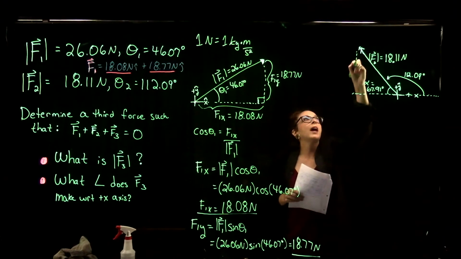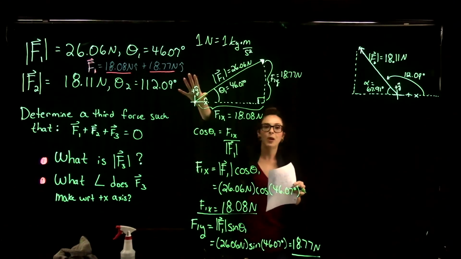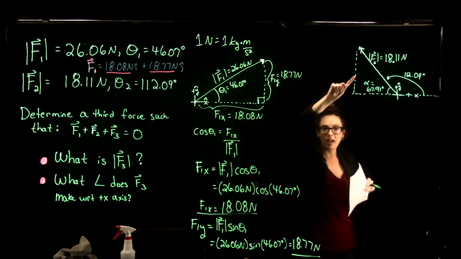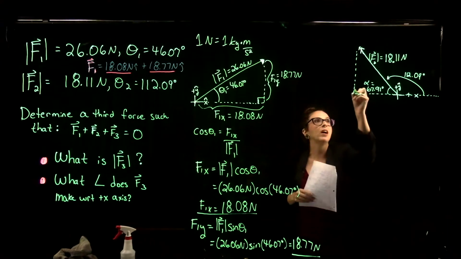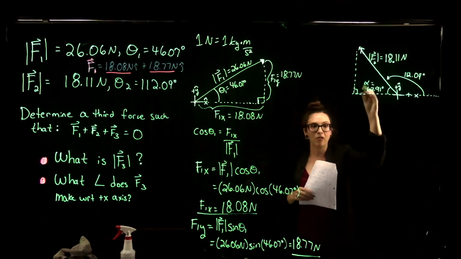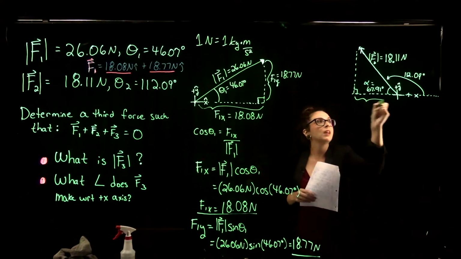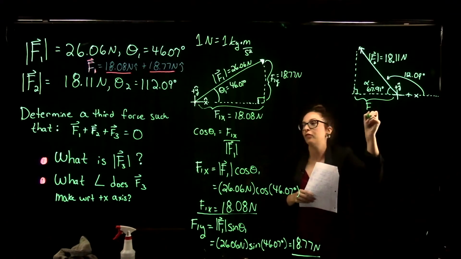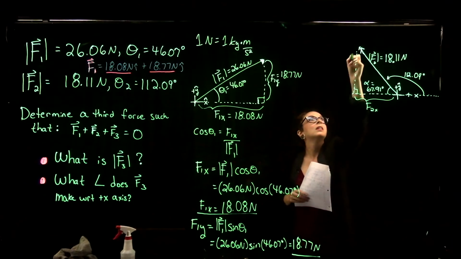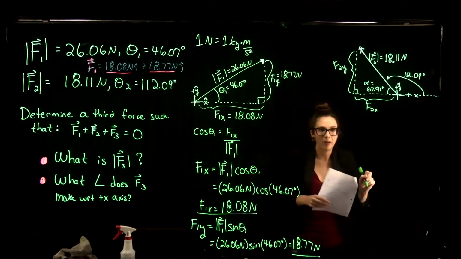Now, just like we did for our vector F1, we can find the x and y components of this vector. I'm going to use this angle alpha here to do that. This side here would be F2x. This side here is F2y.